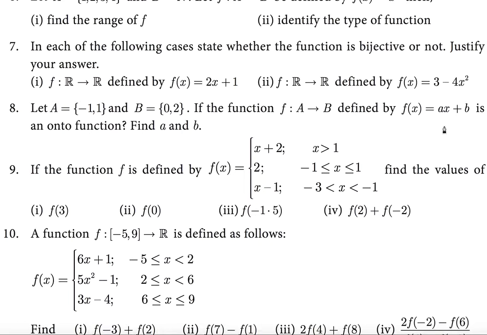Denoted by f of x equal to ax plus b is an onto function. Find a and b. You need to cover every value in the number line. Right, it covers all the real numbers. This is a bijection only. This also covers. This also becomes a subset of real numbers. So this is also a bijection only.